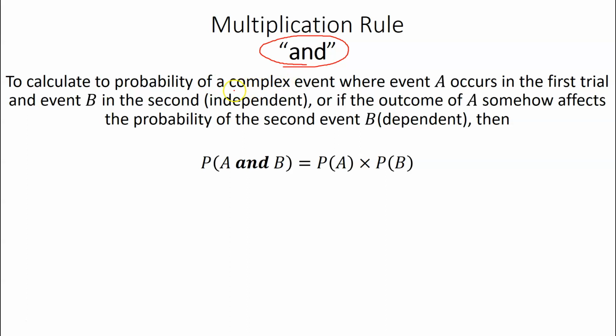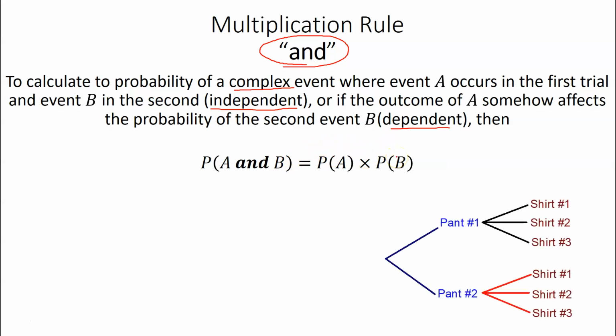But to calculate the probability of a complex event, so that's a non-simple event, but something that can be broken into multiple simple events, where event A, so one of our simple ones, occurs in the first trial and event B in the second. Or there's another scenario that could happen here: the outcome of A somehow affects the probability of event B, if they're dependent events. So what if they're independent, what if they're dependent? Then the probability of A and B, the simple version of it, is the probability of the first times the probability of the second.